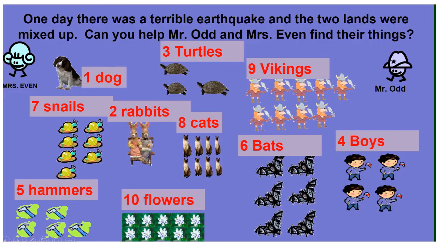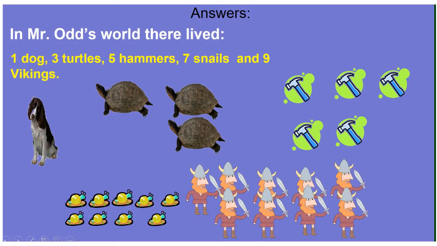Time is up. Here are the answers. In Mr. Odd's world, there lived one dog, three turtles, five hammers, seven snails, and nine Vikings. Why is that so? Because all of these numbers are odd. Remember, odd numbers are 1, 3, 5, 7, and 9.